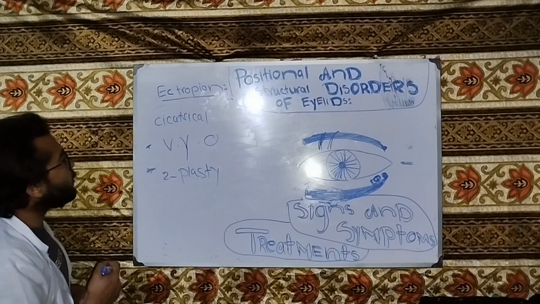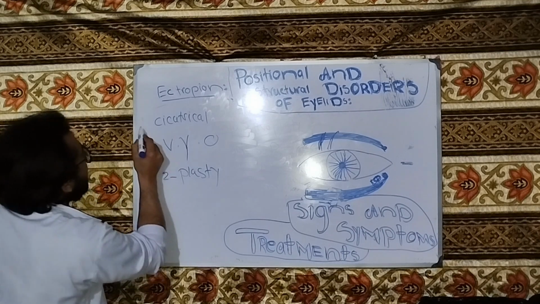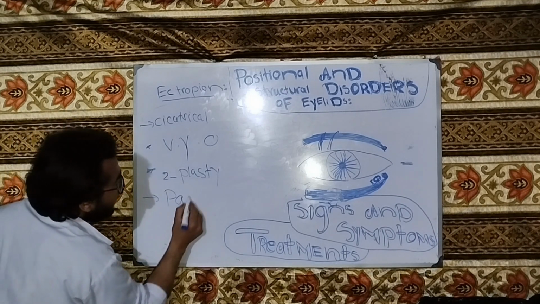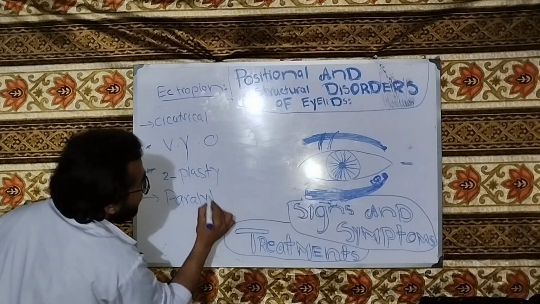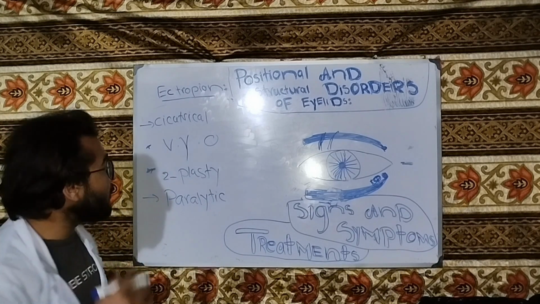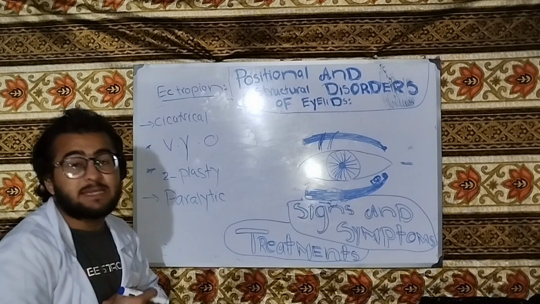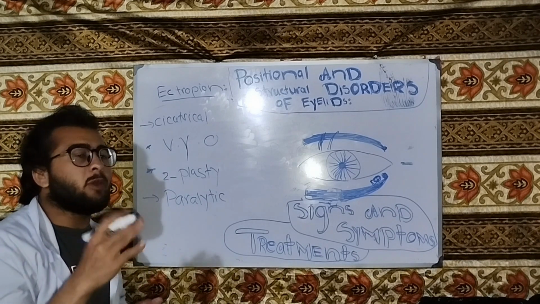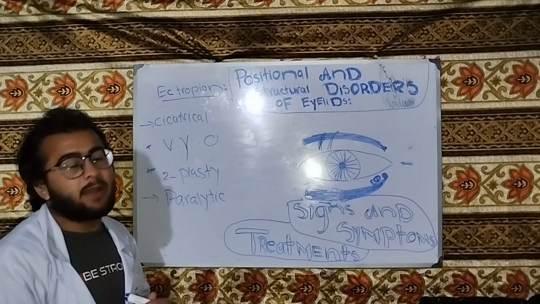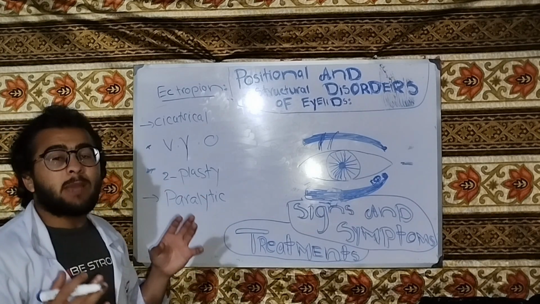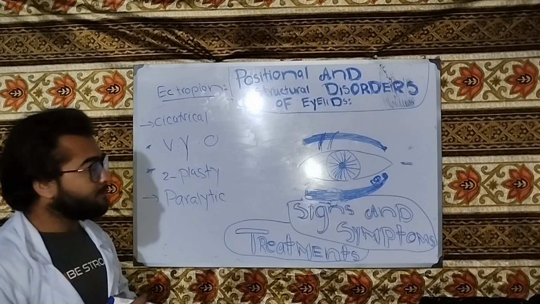Now we are left with paralytic ectropion. In paralytic ectropion, as the problem is with the facial nerve, we will watch and wait for the facial nerve to repair and regenerate. But if there is a severe problem, we will do a procedure called tarsorrhaphy.